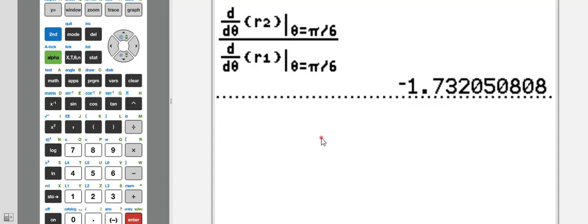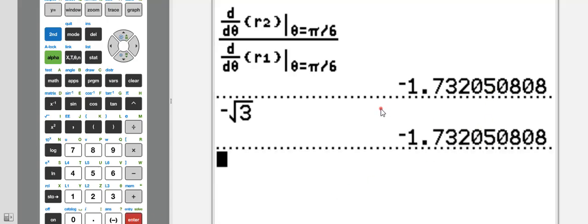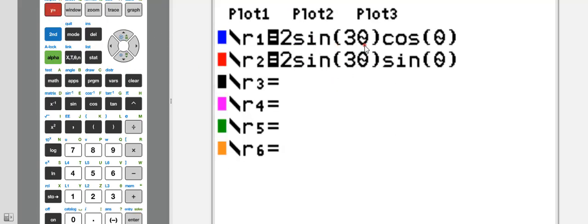1.73205. Now let's check if that's the same thing as negative radical 3. And it is. So this is how you do it with the graphing calculator to find the slope. Again, you've got to be careful. The common mistake is students get confused about what their R1 is and R2 is. Make sure you know which one, because it has to be dy over d theta over dx over d theta.